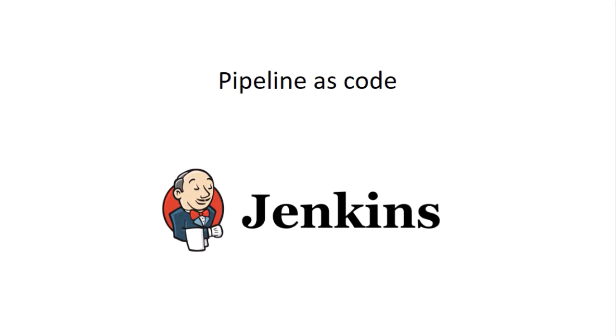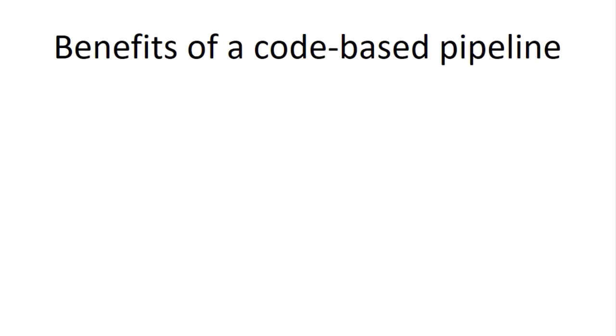In the next lecture, we'll go deeper and we will convert our current pipeline into code that's going to be included in our web project's GitHub repository, and Jenkins will take it from there. Let's get started. So as we said in the previous slide, a Jenkins pipeline can be defined in a text file called a Jenkinsfile that you include in the root of your repo.